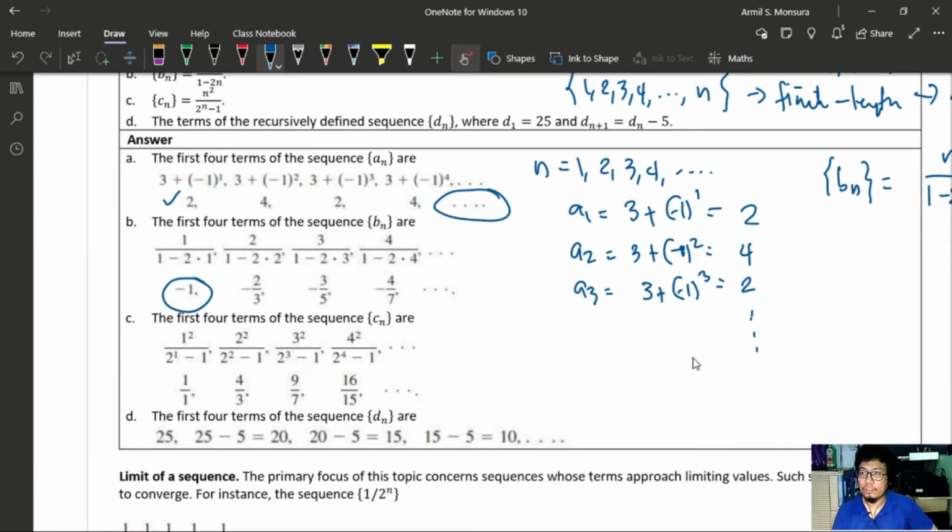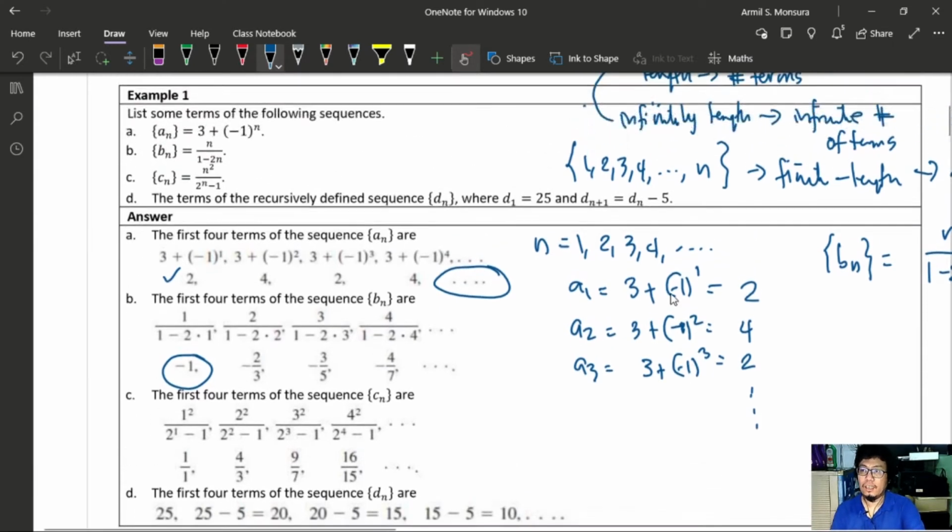So now you can also apply that same rule for letter C, which simply is a sequence that is generated by replacing n with positive integers. That's for letter C. But letter D is different. Letter D is a sequence that is defined using recursion. Okay, we use recursion here.